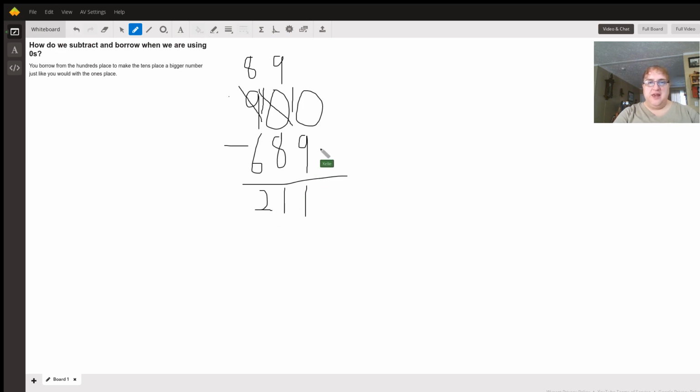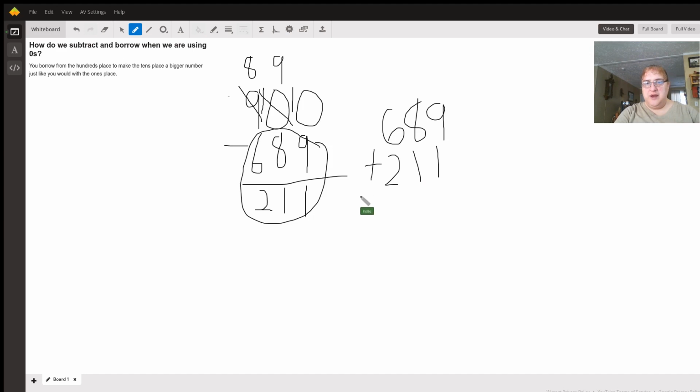Okay? And if you take these two numbers right here and add them together, I bet you get 900 on top. 9 plus 1 is 10. 8 plus 1 is 9, and 6 plus 2 is 8. So 900, not 900, I'm sorry. Let's go ahead and erase that. 689 plus 211. Let's see if we came up with the right answer.